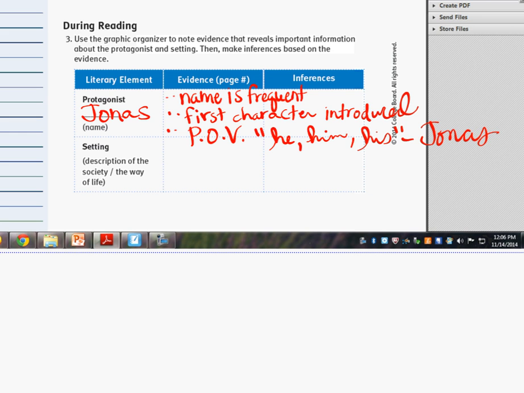Really good. Okay, now let's talk about the setting. We know right off the bat, we don't know exactly where this story is taking place. We don't know specifically a state, a city, a town. But what it says in parentheses is the description of the society or the way of life. Okay, how is this society odd? What's some info that we find out that really makes the setting, the society, unique? Not like what modern day is like.